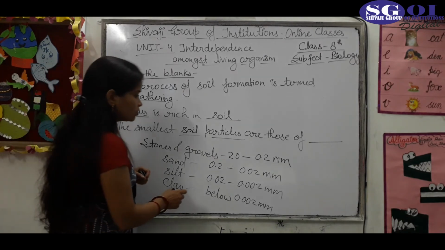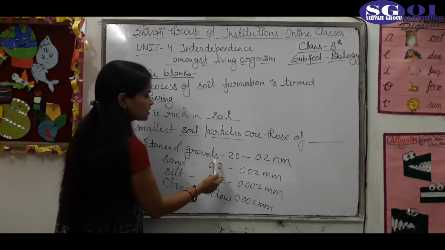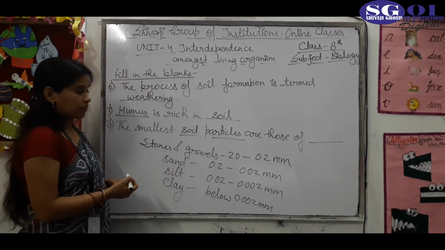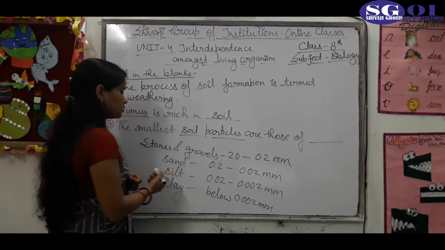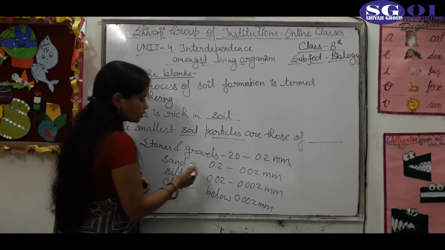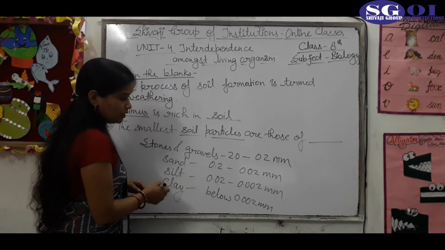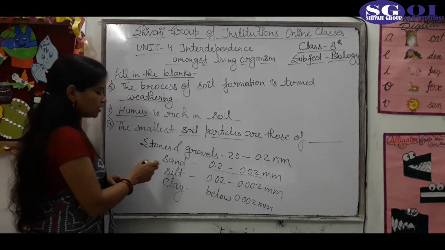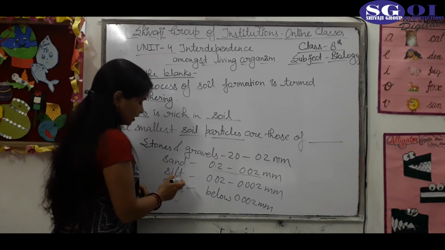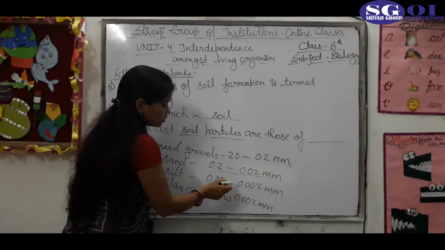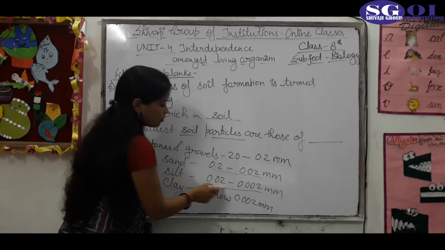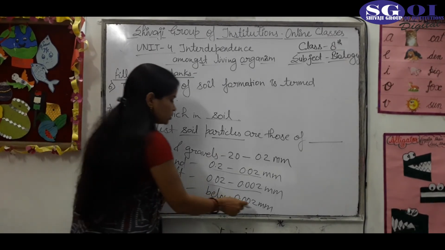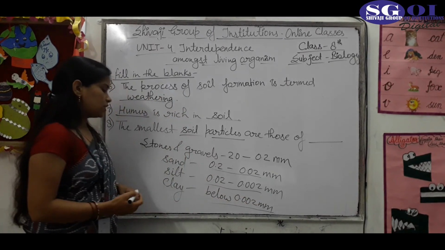So according to the size, the size of stone and gravels is from 2 mm to 0.2 mm. And sand particles, the soil whose size is between 0.2 mm and 0.02 mm is called sand. Silt is the soil of size 0.02 to 0.002 mm. And below 0.002 mm the soil is called clay.